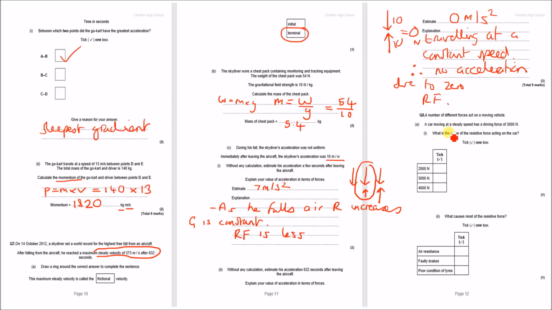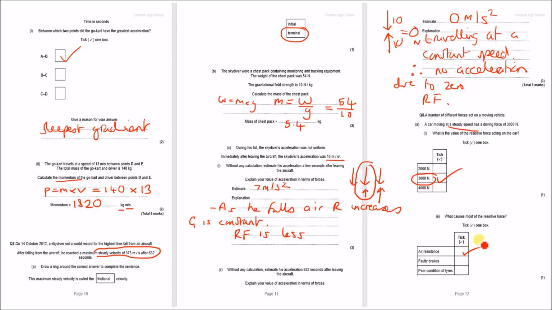Okay, in the next question, a car moving at a steady speed has a driving force of 3,000 newtons. So we've just talked about this steady speed. If the steady speed, it means whatever the force is pushing one way, it must be the same pushing the other. So the resistive force, the friction, the air resistance combined must equal 3,000 newtons. What causes most of the resistive force? It's going to be air resistance in a car.